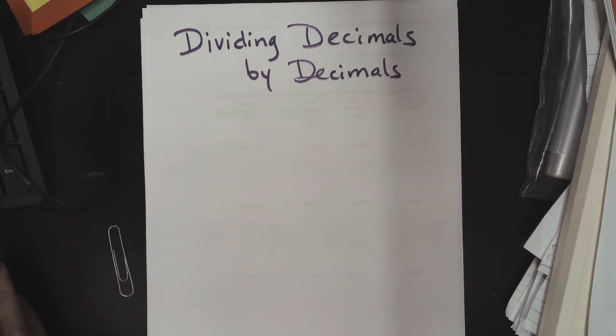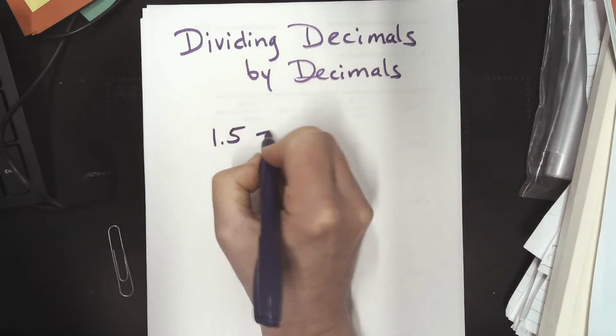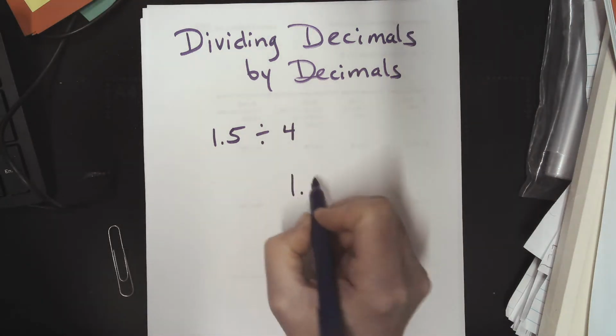Okay, today we're going to be doing our next step by dividing decimals by decimals. So this is what we have been doing, something like 1.5 divided by 4.